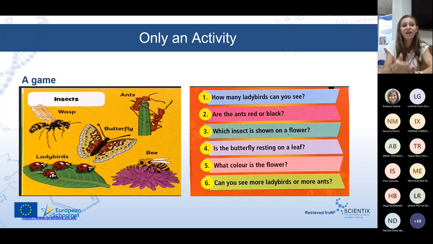Well, the questions like, how many ladybirds can you see? Are the ants red or black? You see, the ladybird and insect vocabulary is talked about here. And how many, which, what, some question words will be presented in this way.